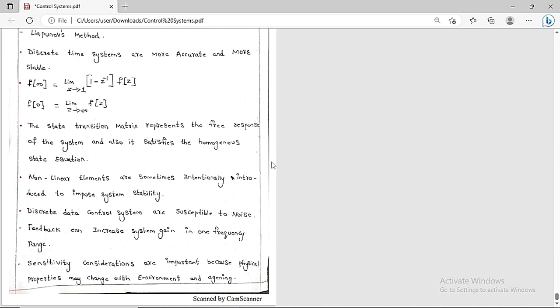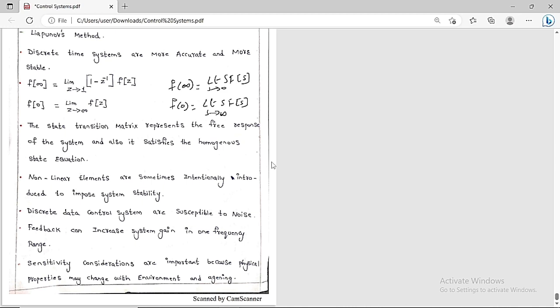The next point is, basically we are going to apply the initial value theorem and the final value theorem for both the continuous time system as well as the discrete time system. In the case of continuous time system, what is the initial value theorem? f(0) is equal to limit s tends to infinity s into F(s). Whereas the final value theorem in the case of continuous time system is limit s tends to 0 s into F(s).